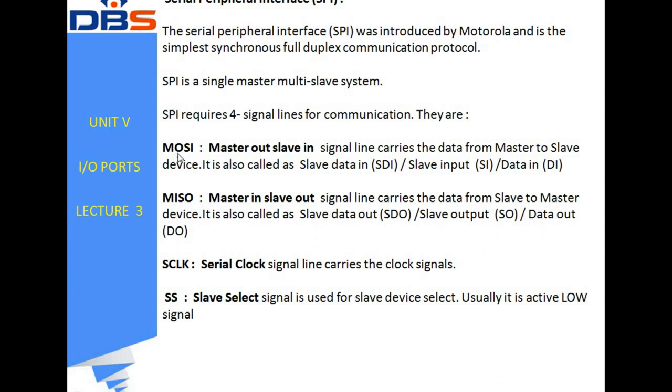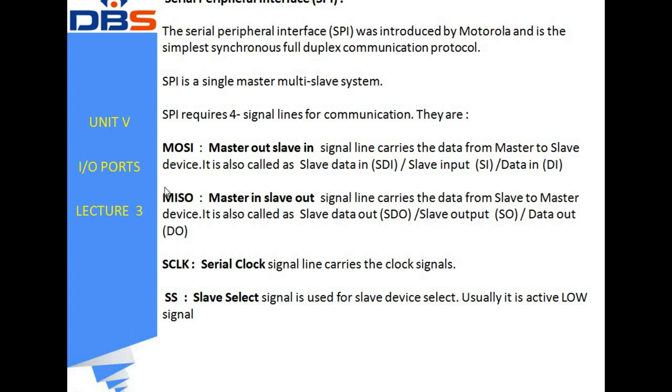First one is MOSI, master out slave in. That means the master is transmitting the data and the slave is receiving the data. The master out slave in signal carries the data from the master to the slave device. It is also called slave data in, that is, the slave accepts the data as input from the master. The next one is MISO, master in slave out.